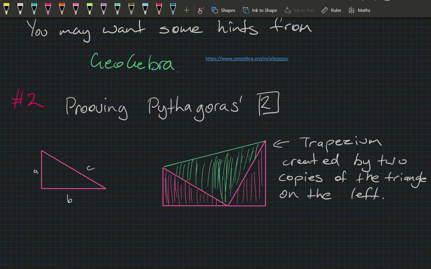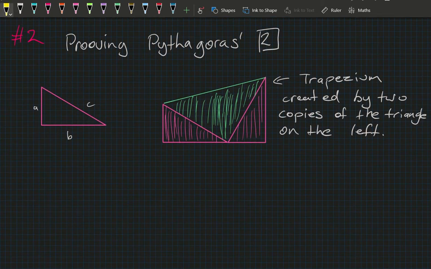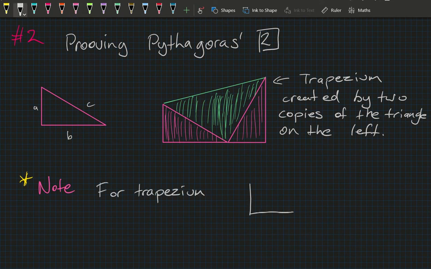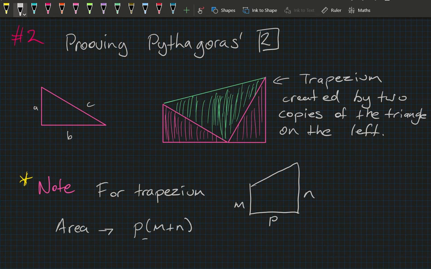And I know we're going to learn this in our next lesson, so it's worth noting for a trapezium with these sides M, P and N, the area is P times (M plus N) divided by 2, where M and N are the 2 odd shapes and P is the other flat shape.